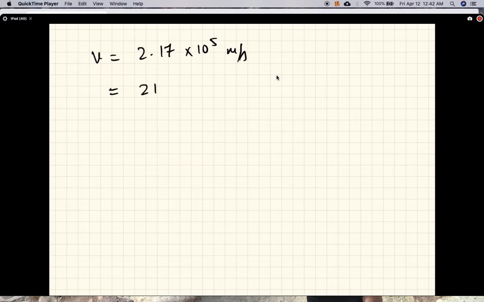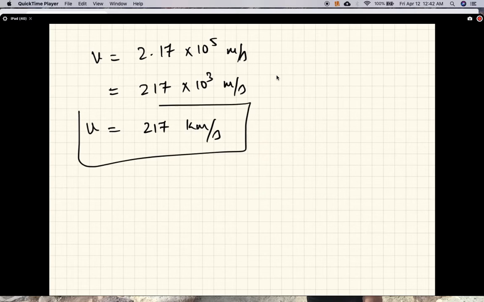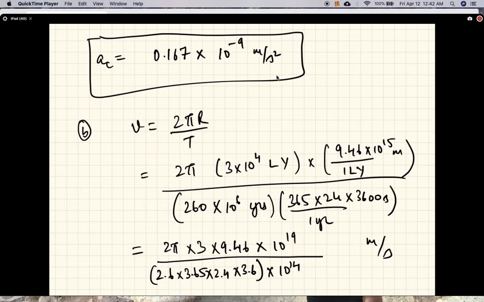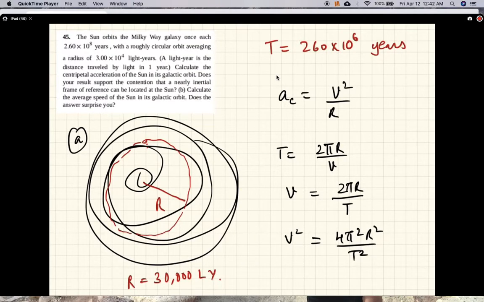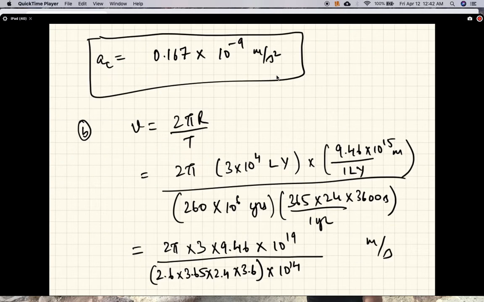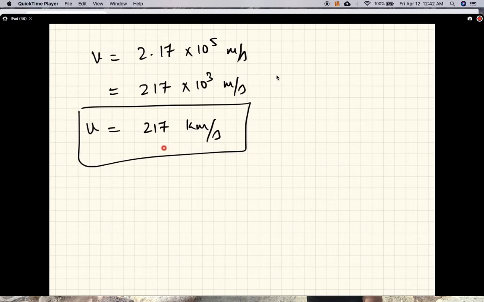This is equal to 217 times 10 to the power 3 meters per second, and that's 217 kilometers a second. So that's the speed of the sun as it orbits around the galaxy. That's the orbital velocity of the sun. And I think that takes care of that. Compare this to the orbital velocity of the Earth, which is 30 kilometers a second. So the sun is traveling 7 times faster around the galaxy.